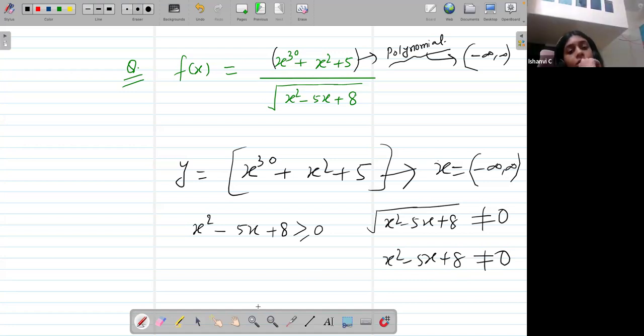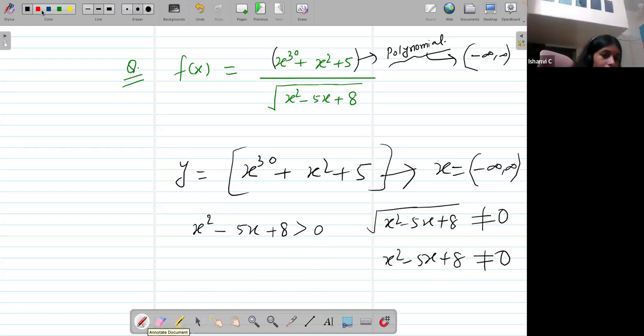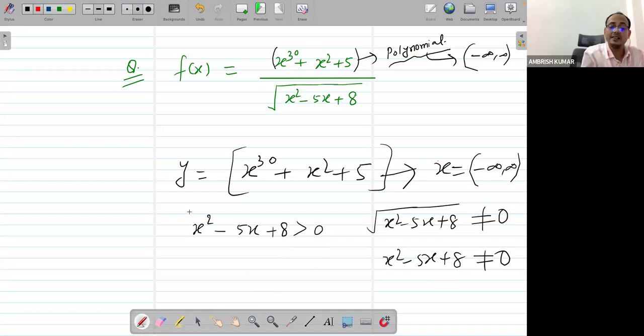It means here you have taken equality to 0. You don't have to take equal to 0 here. It has to be simply greater than 0. Now the problematic thing is, can you solve this? That is the main challenge. So look, whenever we have a square root in the denominator, this expression can't be equal to 0 also, because when it becomes 0, the overall denominator becomes 0, it's undefined. So here you don't have to take the equality sign, simply you need to solve for this.